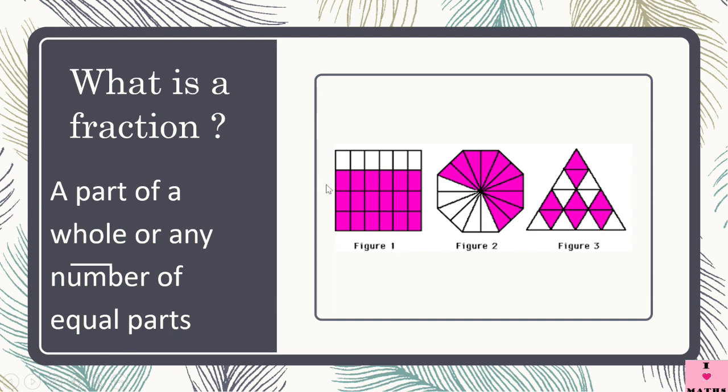For example, in this figure, children, let us see how many parts there are in total. 1, 2, 3, 4, 5, 6. There are 6 columns and 4 rows. 6 fours are 24. So in this figure, there are 24 equal parts, and each part is 1/24th of the whole figure. It is the 24th part of the whole figure, and each part is called a fraction.